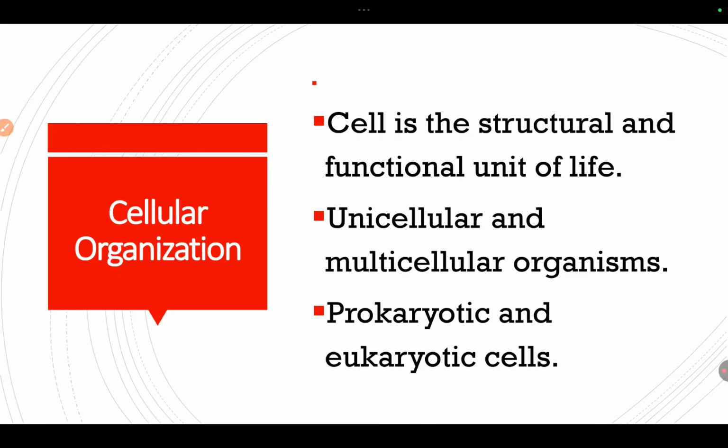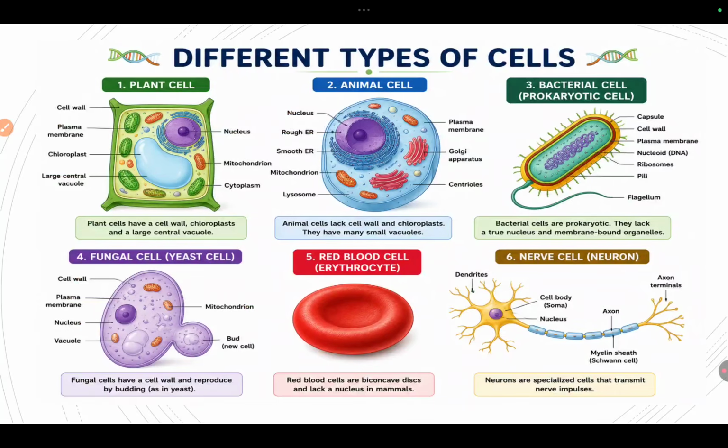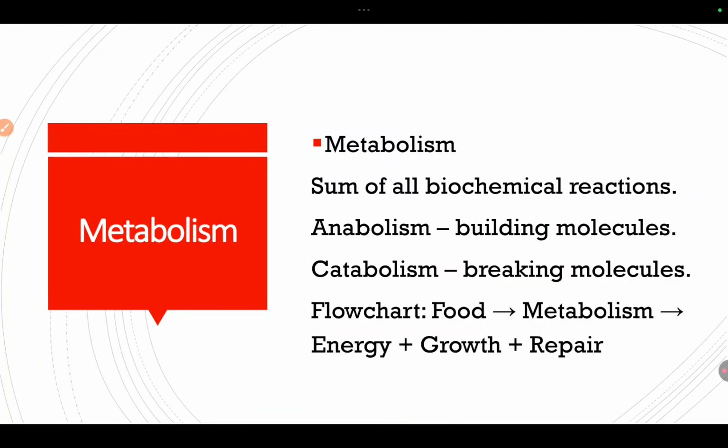The next is cellular organization. As we know, all living things are made up of cells. There are various types of cells: prokaryotic cells, eukaryotic plant cells, and eukaryotic animal cells. The shape and size of cells differ from each other, and a living thing is made up of cells. The cells are the basic structural and functional unit of life, or of a living organism.